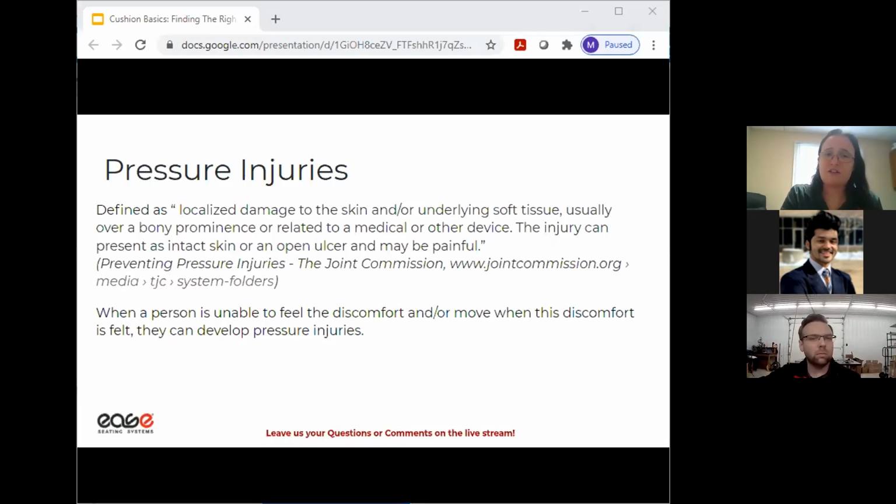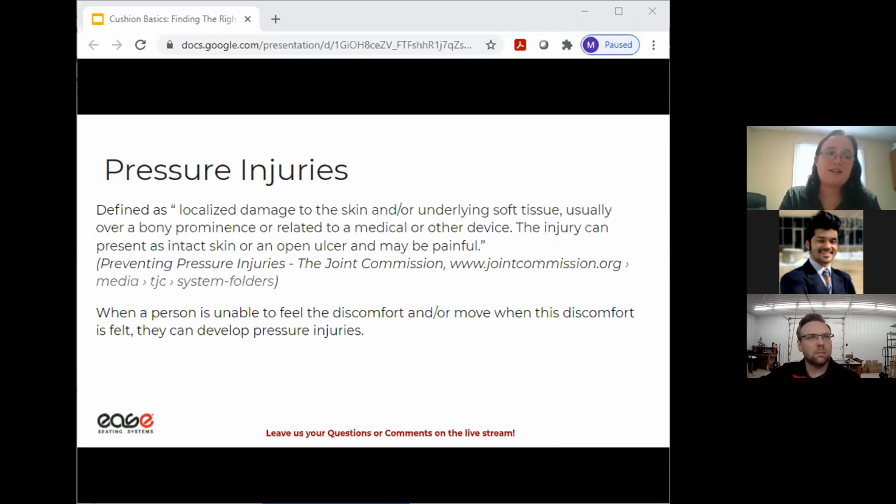Now, other factors do contribute to pressure injuries, like blood pooling in the area from not moving around, moisture that can cause a lot of issues as well, and, like I said earlier, lack of muscle and/or fat between the bone and what is providing that pressure. Now, when a person is unable to feel this discomfort, or move when this discomfort is felt, that is when they may develop these pressure injuries.